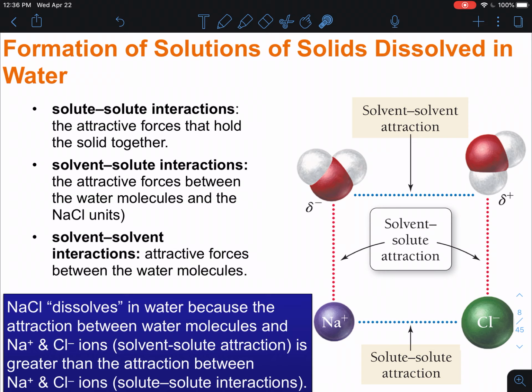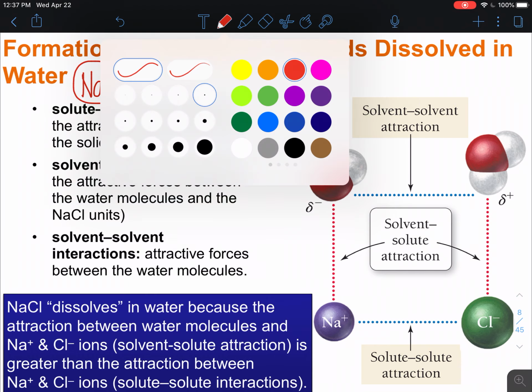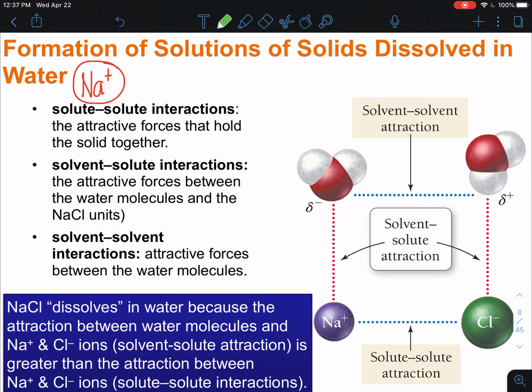So what's going on in this situation? Why does something like sodium chloride become dissolved? We already talked about it on a molecular level, but let's talk about it strictly on an interaction level. There are 3 types of interactions that come into play here. We have the solute-solute interactions, which are the attractive forces that hold the solid together. That's the sodium chloride in solid form. That is the attraction forces that hold the sodium cation close to the chloride anion.